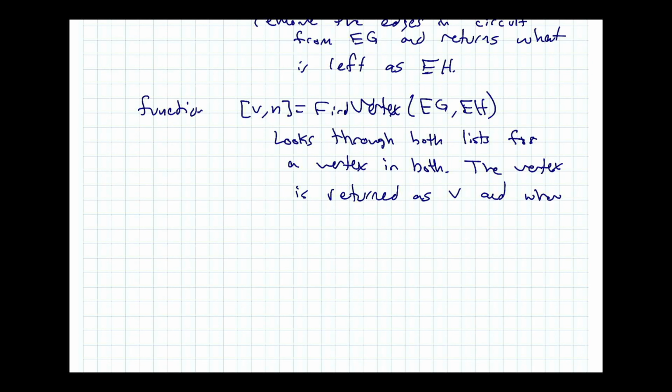So the vertex is returned as V, and what row in EG where it was found is in. Okay, so that can find a vertex now.